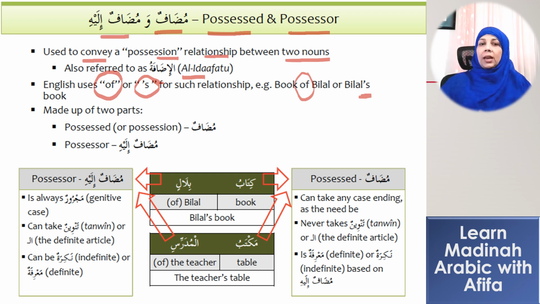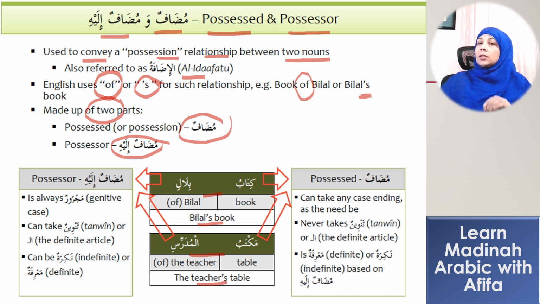Okay, so it is made of two parts as we have studied. The first noun is called the Mudaf and the second one is called Mudaf ilayhi. So for example, Kitabu Bilalin, book of Bilal or Bilal's book, or we can say Maktabul Mudarrisi. This means the teacher's table or the table of the teacher.